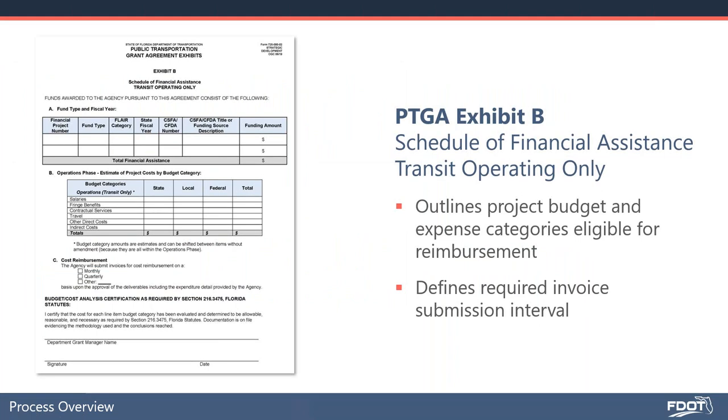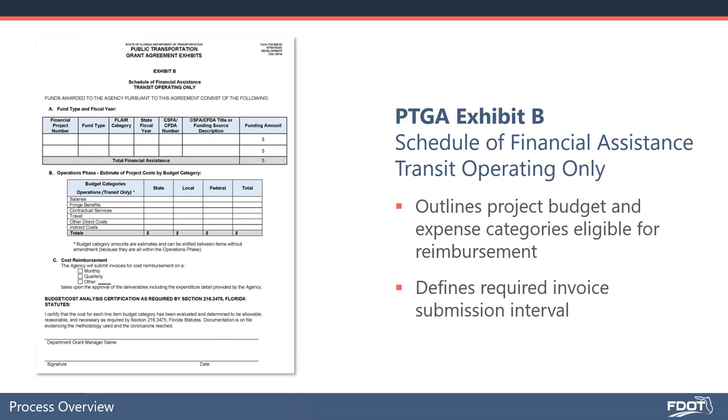So Exhibit B in the PTGA is important because we need to remind ourselves of the project phases that were awarded under each project. This will be used to populate the invoice form when you submit your invoices to the DOT. It basically outlines your project budget and any eligible expense categories. So keep in mind that if you did not submit, for example, contractual services, and you don't have an amount allocated in your budget in this line item, that is not going to be an eligible cost under the PTGA.